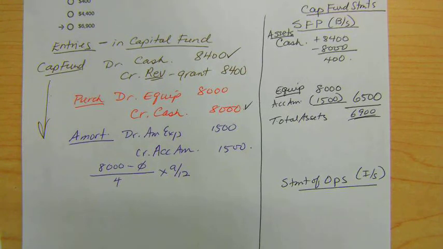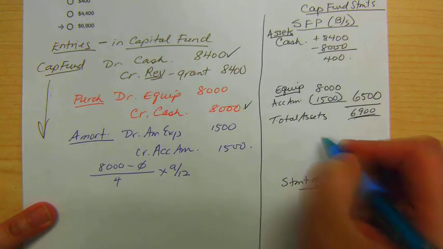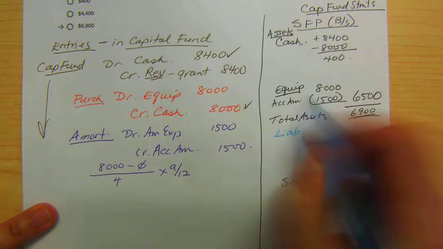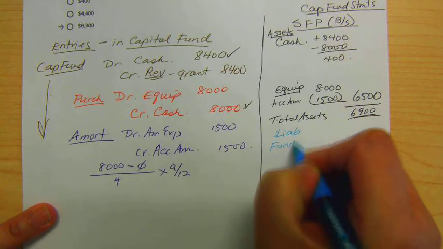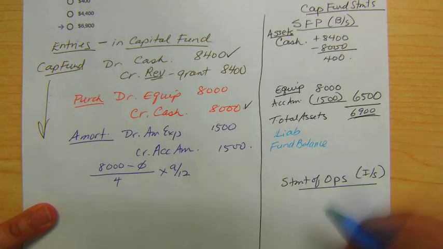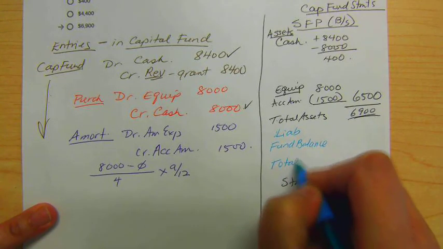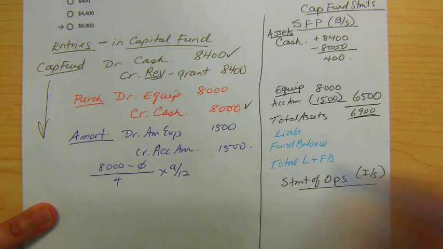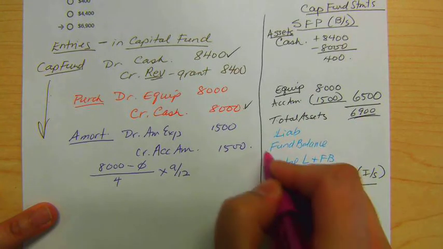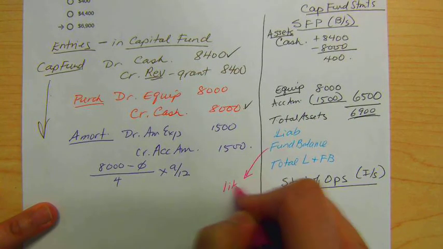Now we go to the liabilities, and it's not equity. What is it instead of equity? It starts with an F for the restricted fund. The first word is fund. Fund balance. So we're going to have liabilities, and the fund balance, and then total liabilities and fund balance. And just make a little note for yourself: fund balance is like equity.